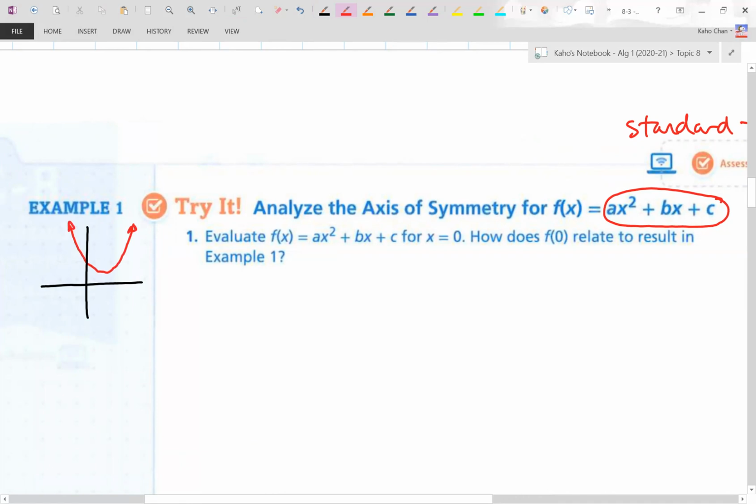Now, interestingly enough, I'm just going to tell you right now, when your quadratic is in standard form, the y-intercept you can find very, very quick. This dot that I'm highlighting right there is called the y-intercept, and that's when x equals 0. The y-intercept is when x equals 0. Write that down.